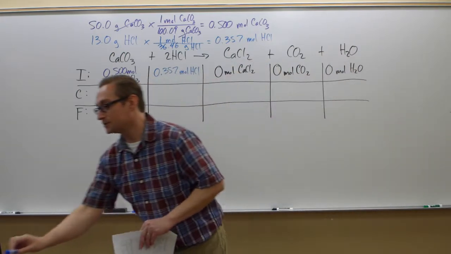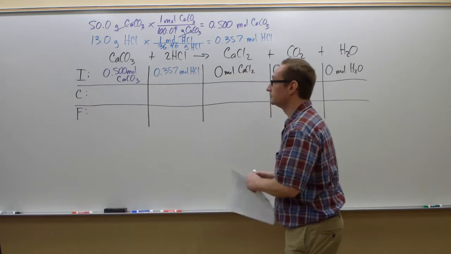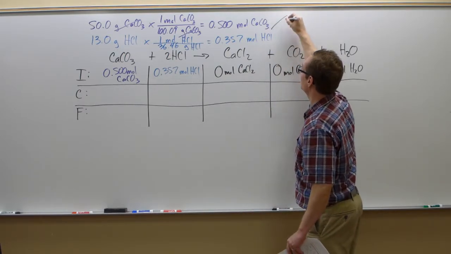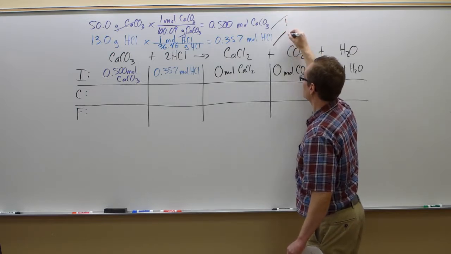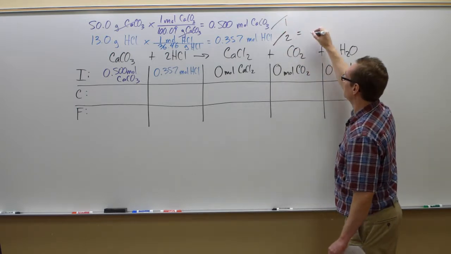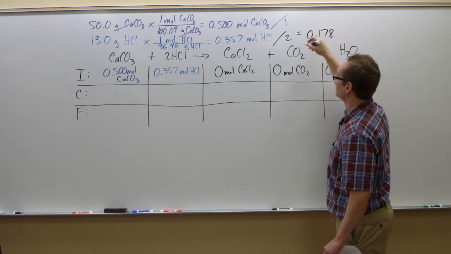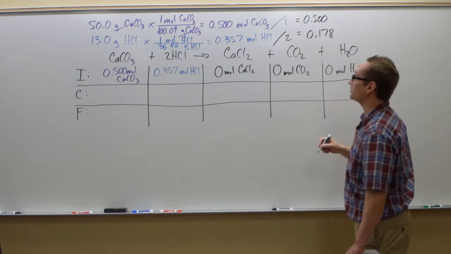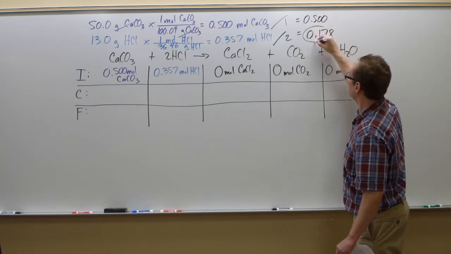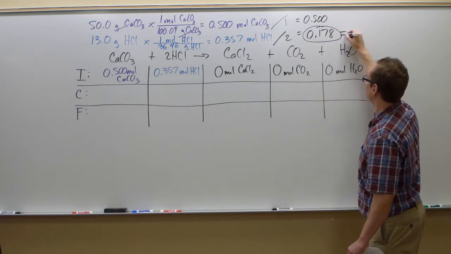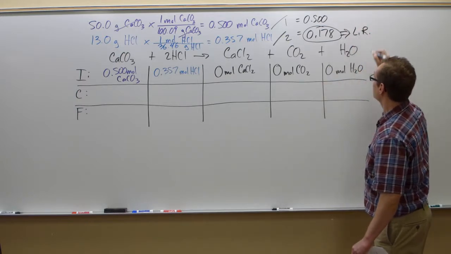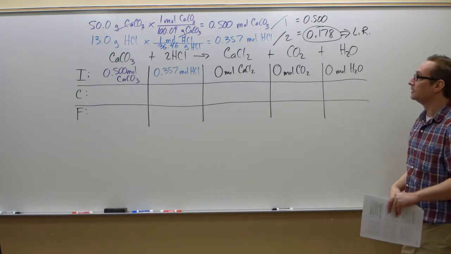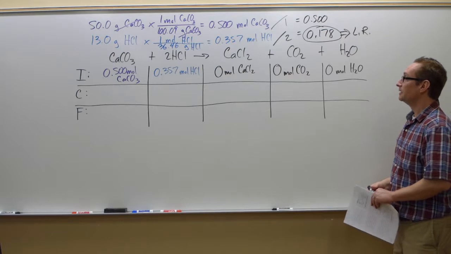Okay, so dividing each by their own coefficient. So this divided by 1, this divided by 2. I get 0.178 for the HCl. I get 0.500 for the calcium carbonate. This one is smaller, so it's my limiting reactant. HCl. Yeah, the HCl is going to be my limiting reactant.